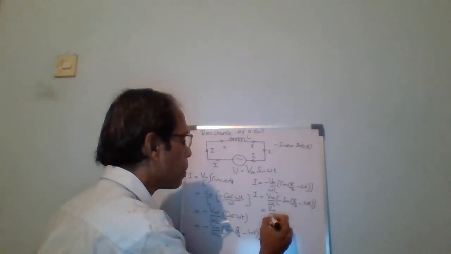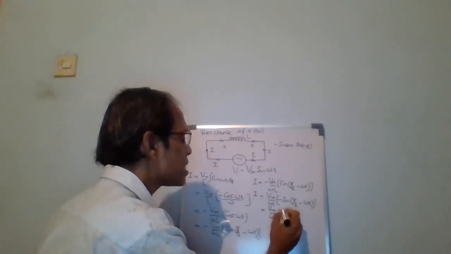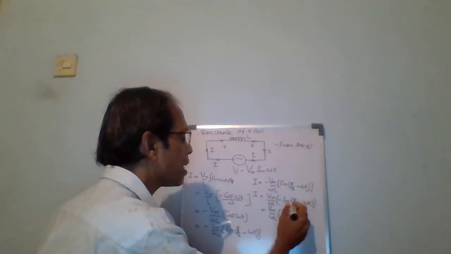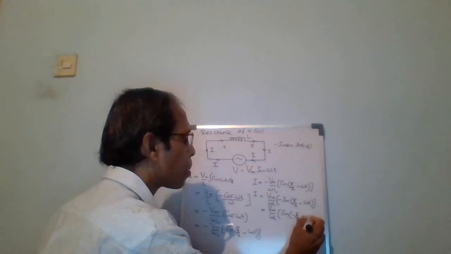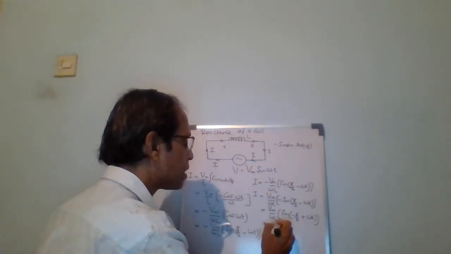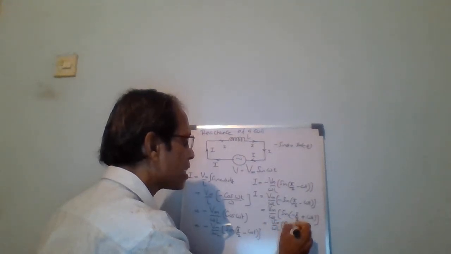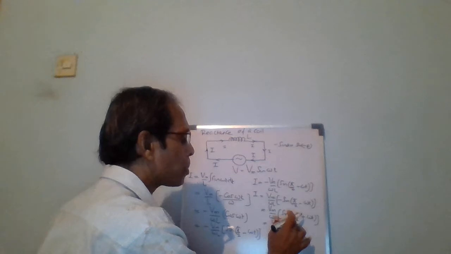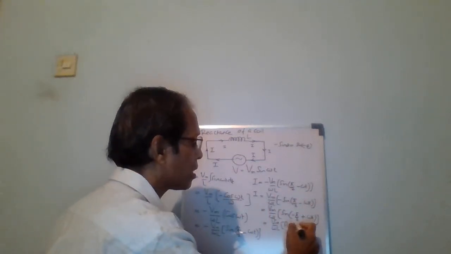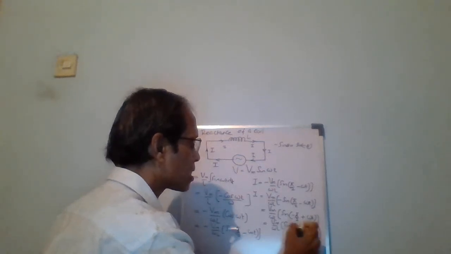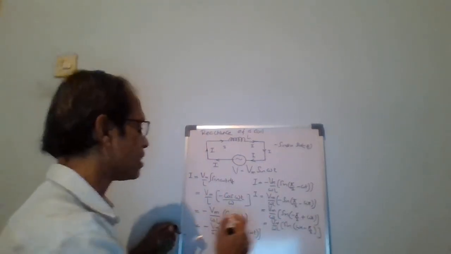Vm divided by omega L sine. If you multiply by this one, minus pi divided by 2, minus into minus plus omega t. We can write the same thing here like this: sin(minus pi divided by 2 plus omega t), which means omega t minus pi divided by 2, same thing. That is I.